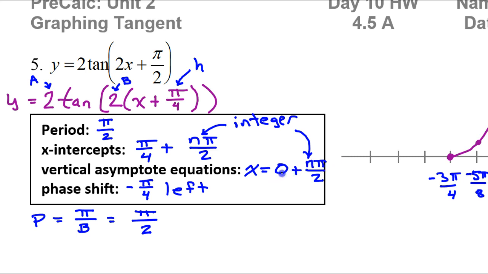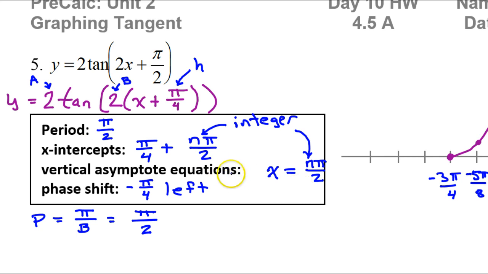However, technically we really don't need the 0. 0 plus n pi over 2 is just n pi over 2. So if you wanted to be more sophisticated about it, you wouldn't really put the 0. You would just put x equals n pi over 2. 0 is not needed. But usually there'd be a number there and you would need it.